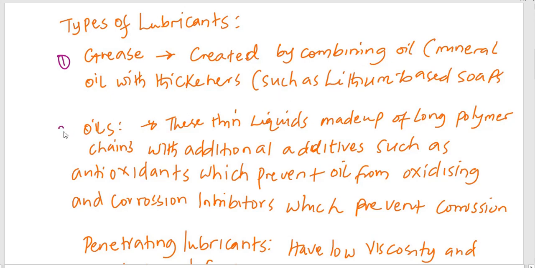Let us also look at another type of lubricants like oils. These are thin liquids made up of long polymer chains with additional additives such as antioxidants, which prevent oil from oxidizing, and corrosion inhibitors, which prevent corrosion. In an oil, we have additives which are antioxidants. These prevent the oil from oxidation, and we also have corrosion inhibitors which prevent corrosion.